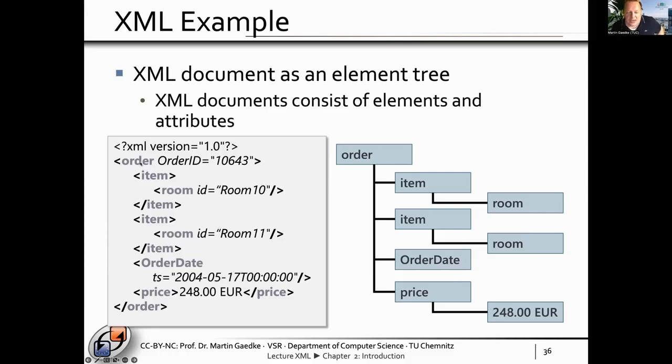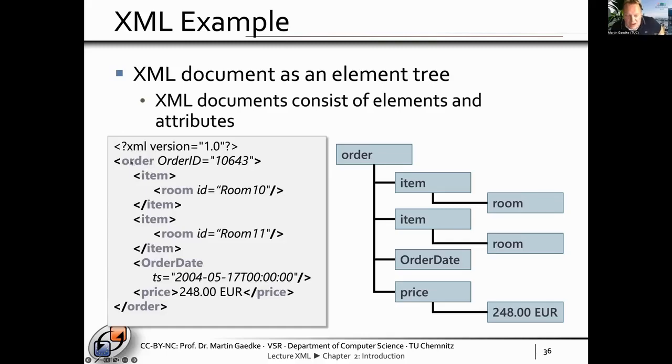And what you also see here is that an XML document is very clearly and simply structured. It always defines a tree, so an element with sub-elements, like this one here. This element order has a sub-element item and yet another one, item, and yet another one called order date. And we are the authors of these element names.